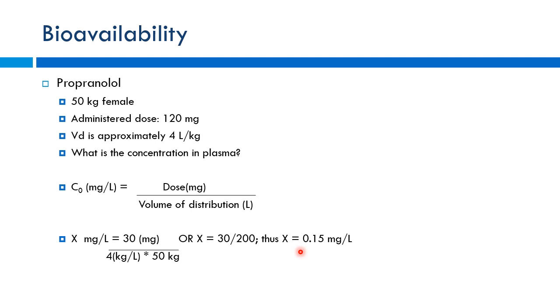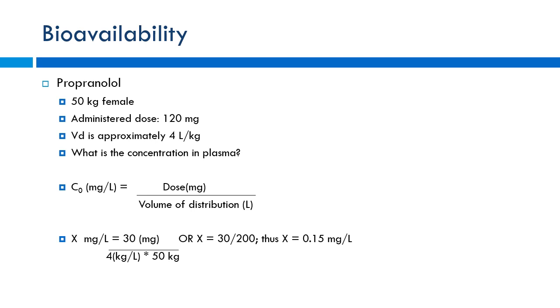The 30 is going to be based off of the 25% bioavailability. So if I gave a 120 milligram dose orally, only 25% of that made it through. Everyone with me so far? Again, if I give you any math on the test, it'll be very straightforward. But I want you to know that relationship: C0 equals dose over VD. That way, if I have 2 of those values, I can solve for the third one always, right?